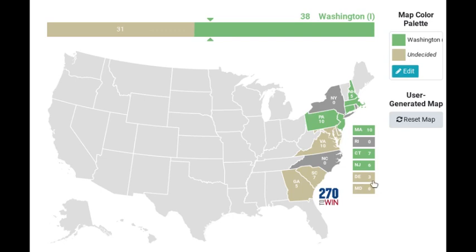Delaware with 3 electoral votes is also going to go to Washington. Maryland with 6 electoral votes is going to go to Washington as well. Virginia with 10 electoral votes is going to go to Washington. South Carolina with 7 electoral votes is going to go to Washington. And Georgia with 5 electoral votes is going to go to Washington.